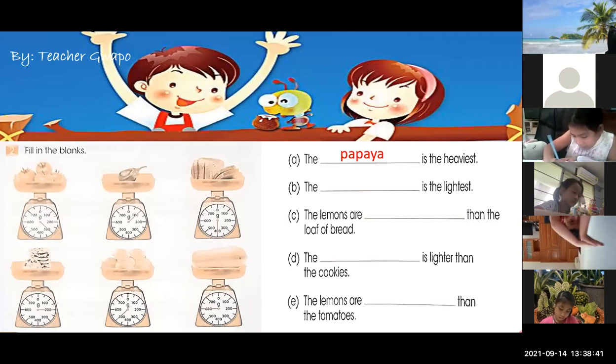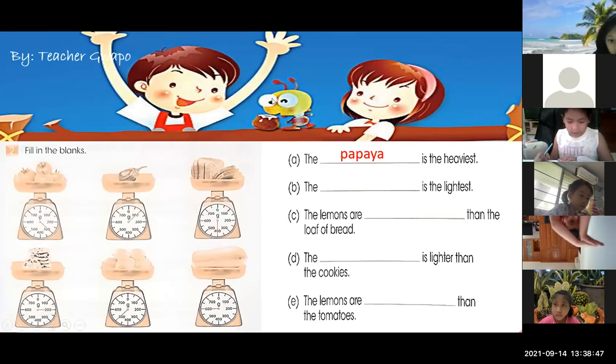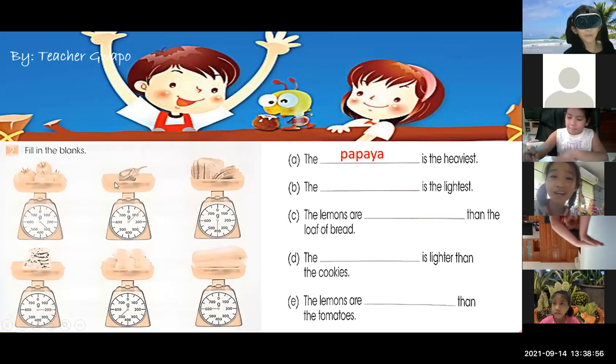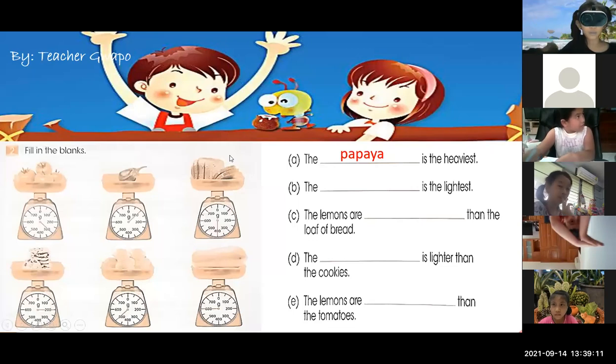And what is the lightest? The lightest is a tomato. Yes, it looks like a tomato so much. Tomato is the lightest. Are you sure? So the one after the tomato. What is it? It looks like a tomato, but it's not. Eggplant.